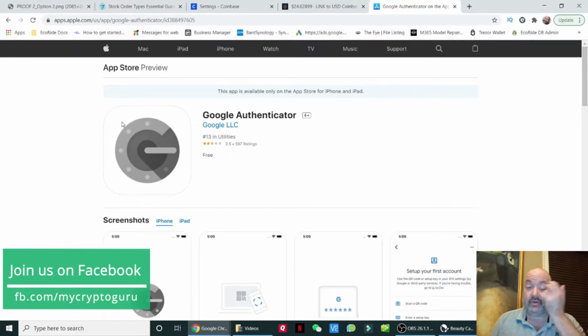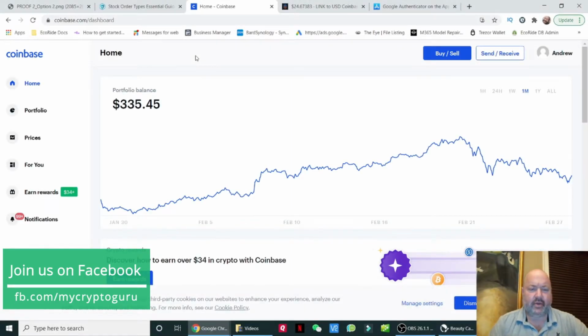You need to write down your two-factor authentication codes when you put them in and keep them in a safe place in case you need to type them back in to recreate. Okay? So again, here we are.